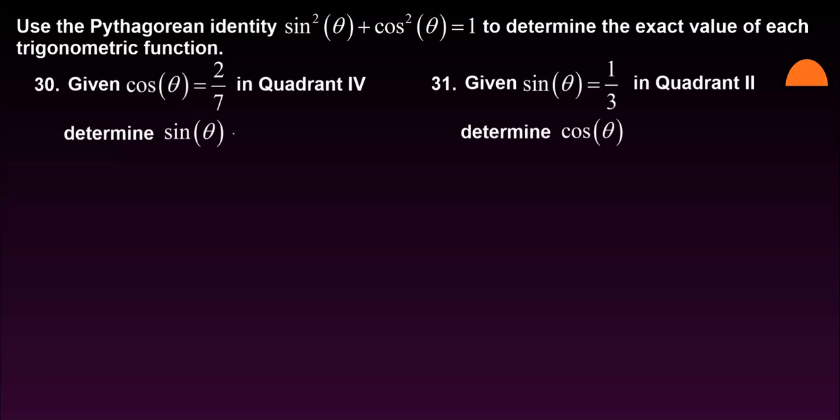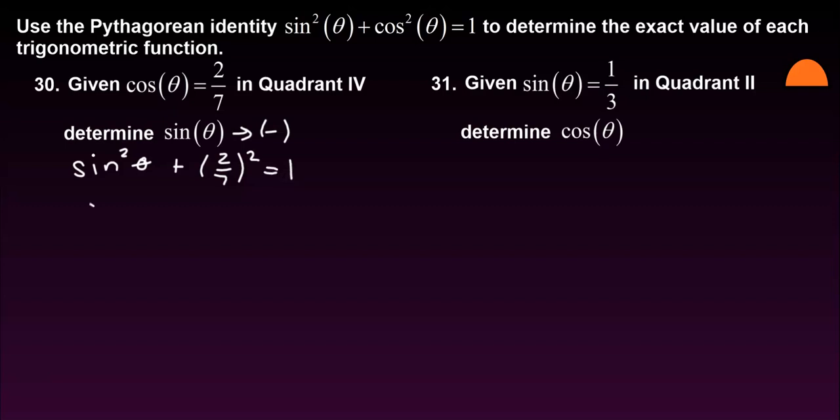Sine is negative in quadrant 4. We just want to remember that later. So we're going to go ahead and use the equation. We have sine squared theta, and instead of cosine theta, we're going to use 2 over 7 squared, equals 1.